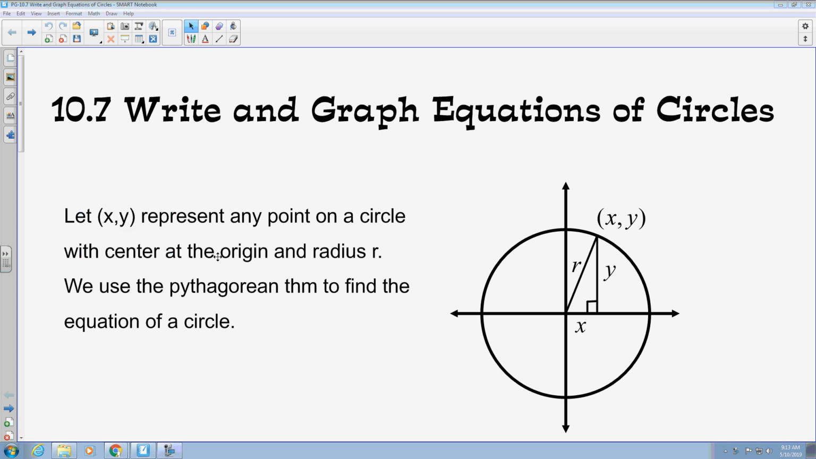All right. We're in section 10.7 where we're going to write and graph equations of circles.